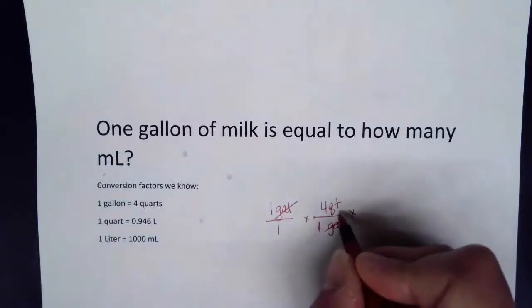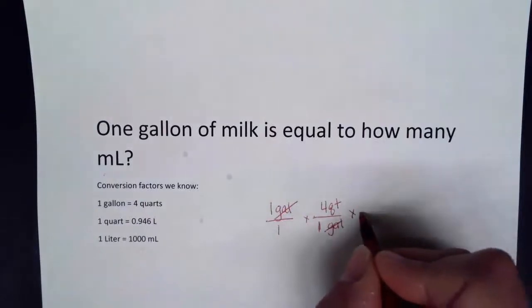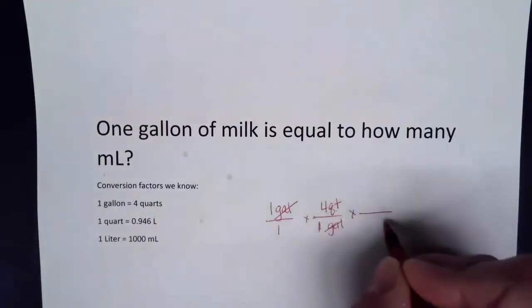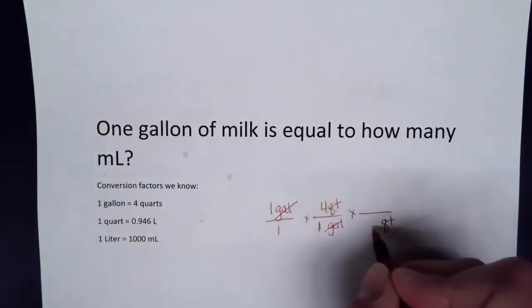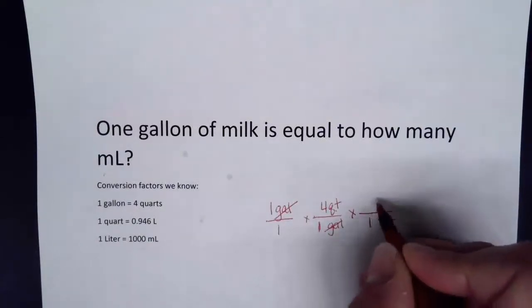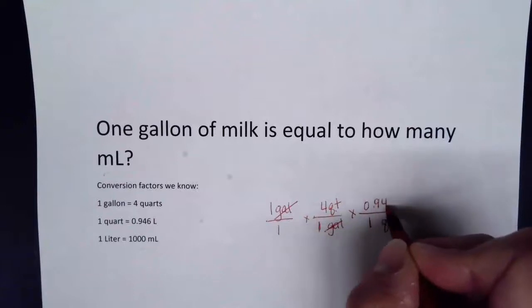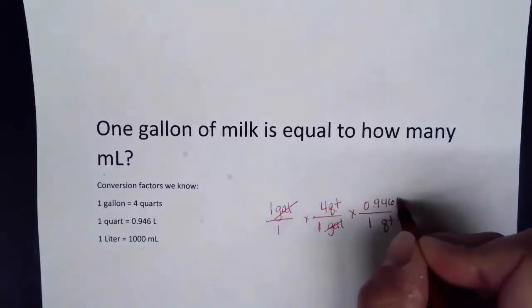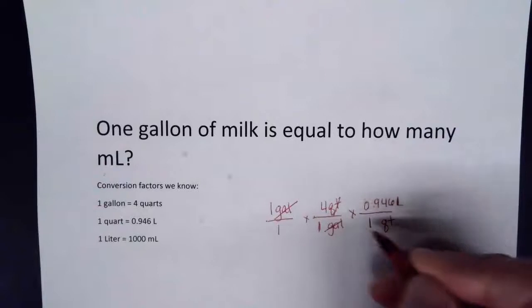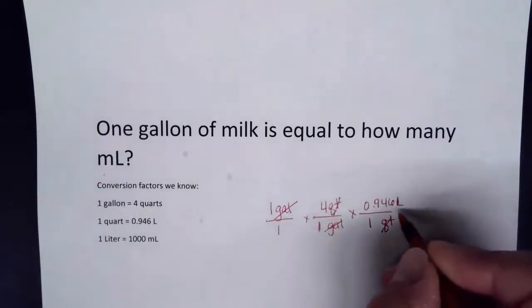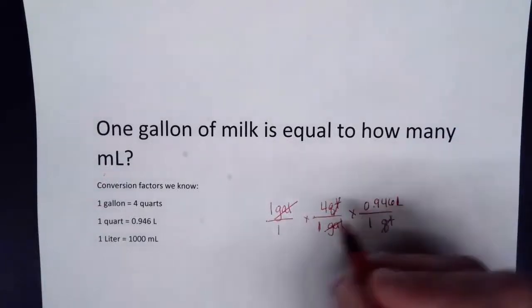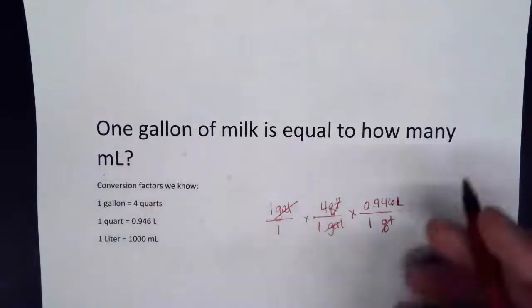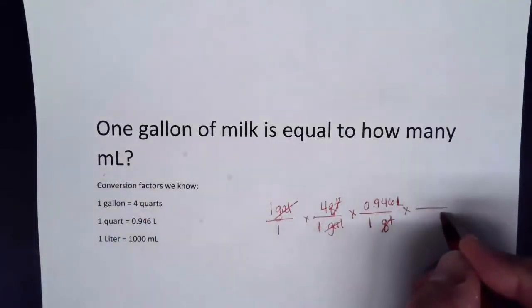If we stop here, the unit is quarts, and that's not what we want. We want milliliters, so we got to do another one. Quarts is on top, quarts would be on bottom. We know that 1 quart equals 0.946 liters. Quarts would cancel. So if we stopped here, our units would be in liters, but that's still not what we want. We want milliliters. So we have to do one more.